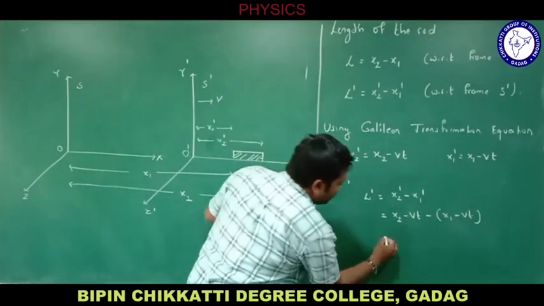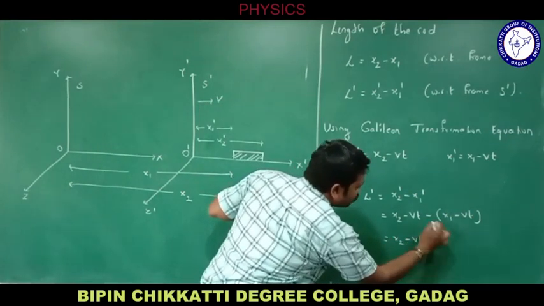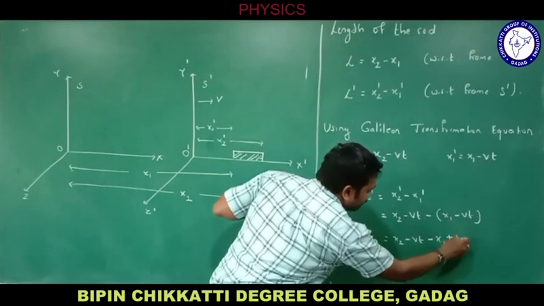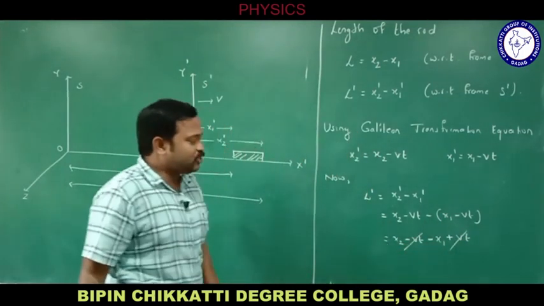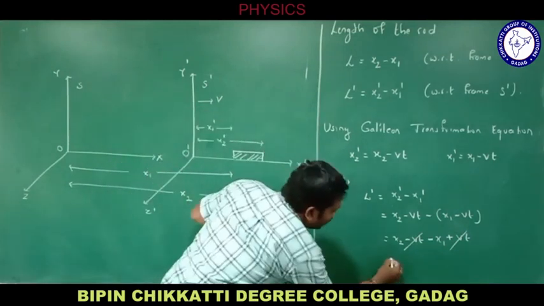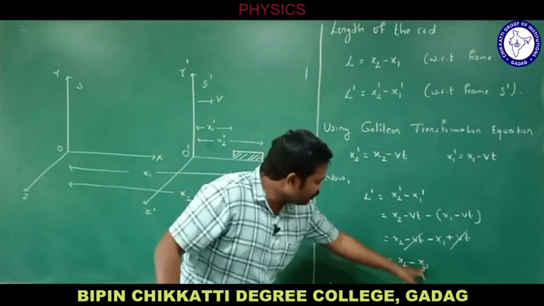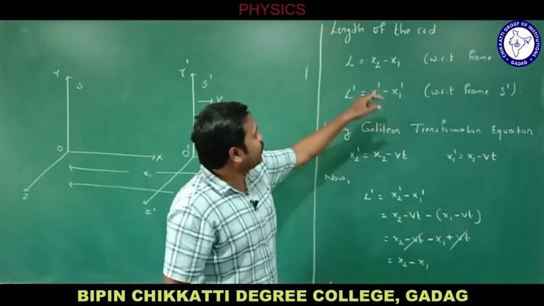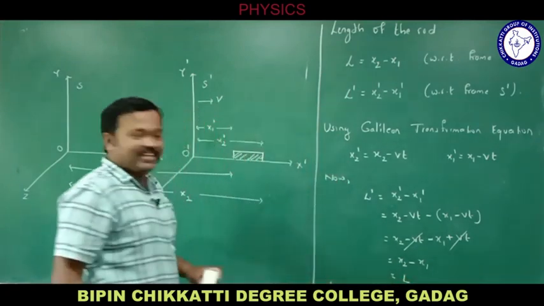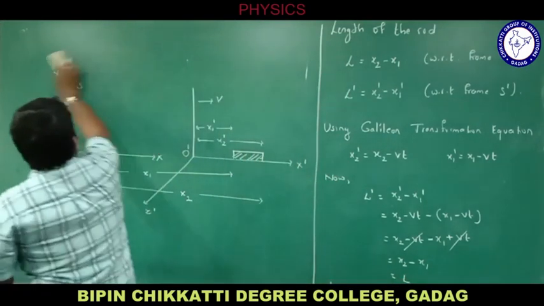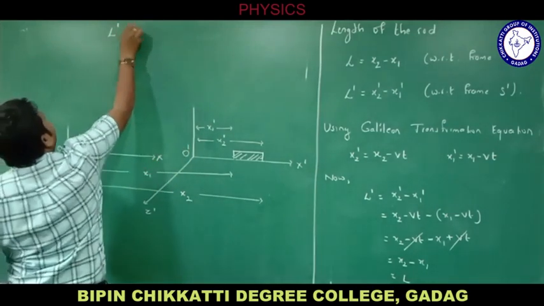What do you get now? That is equal to x2 minus vt minus x1, minus into minus gives plus vt. So minus vt plus vt cancel. What do you get? x2 minus x1, right? What is x2 minus x1? This x2 minus x1 is nothing but L. That implies L dash equals L.